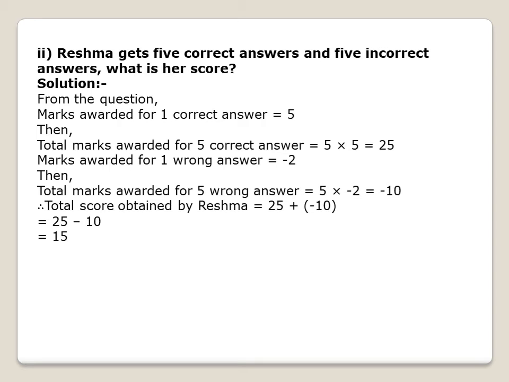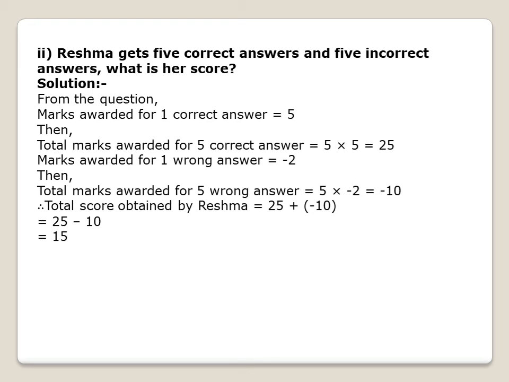But it is not that she is getting 0 marks, because for the correct answer it will be 5, and for the incorrect it will be minus 2. So accordingly we have to solve. Marks awarded for the correct one is 5 marks. Total marks awarded to Reshma for 5 correct answers is 5 fives are 25. She is scoring 25 for correct answers.